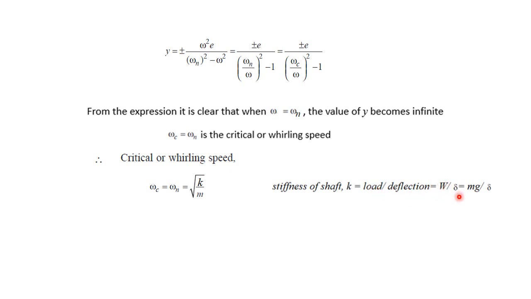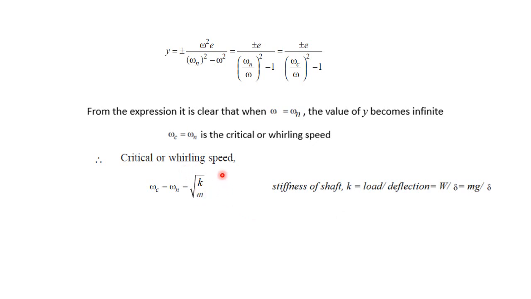That is the load acting on the shaft. And load by deflection, the deflection created due to that load W, is what is called the stiffness of the shaft. So W by delta is equal to mg by delta. M is the mass acting at the center of the shaft. So mg by delta is the load by deflection value, and which represents the stiffness of the shaft. Actually, stiffness of the shaft is the load required to produce unit deflection for the shaft. So load here is the central load, that is the load of the rotor which is attached to the center of the shaft.